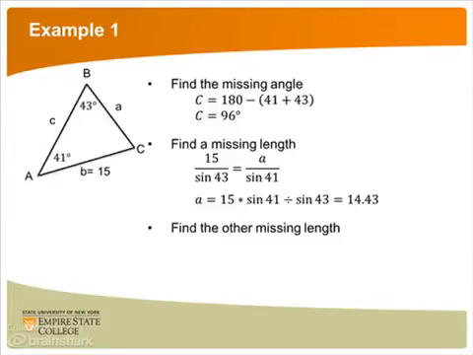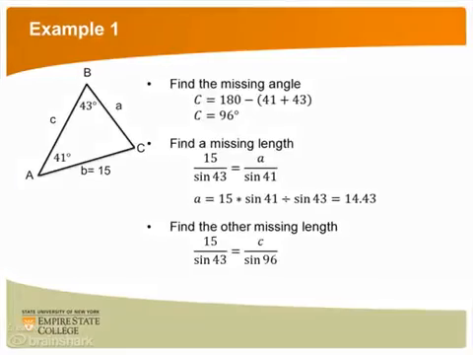Now we can find our other missing length. Exactly as before, we set up our ratios. We use the original given information of 15 over sine of 43 and set that equal to little c over the sine of 96 degrees. Cross multiply and divide. We find that little c equals 21.87. Note that this is the longest side, and it is opposite the longest angle. This will always be the case. The bigger the angle, the bigger the side opposite it.